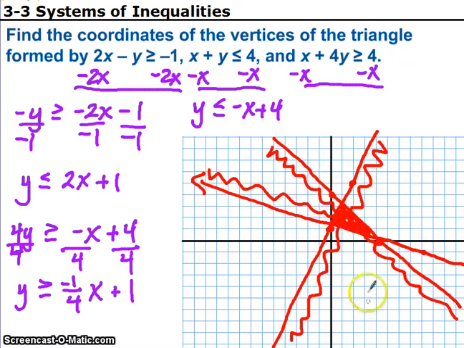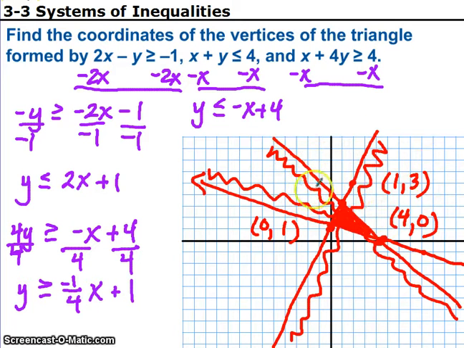Alright, and it wants us to know the vertices of these triangles. So I've got one right here. That's pretty simple. That's 0, 1. We've got one over here, which is 1, 2, 3, 4, 0. Alright, and then I've got one right there, which looks like it's at 1, 1, 2, 3. 1, 3.